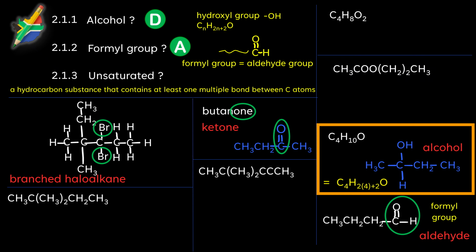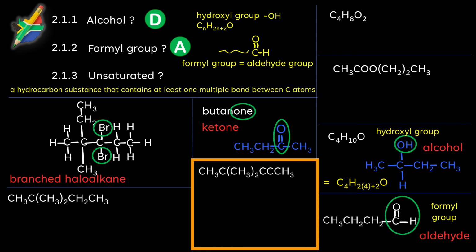But if compound D is an alcohol, there are several possible structures we could draw. It all depends on the branching and on which carbon the hydroxyl group is. Here we have drawn just one of the possible structures. And this is the hydroxyl group.